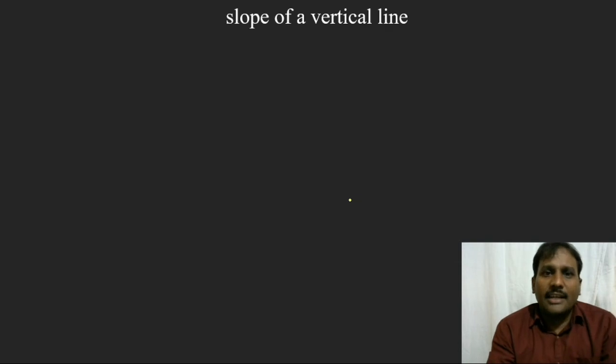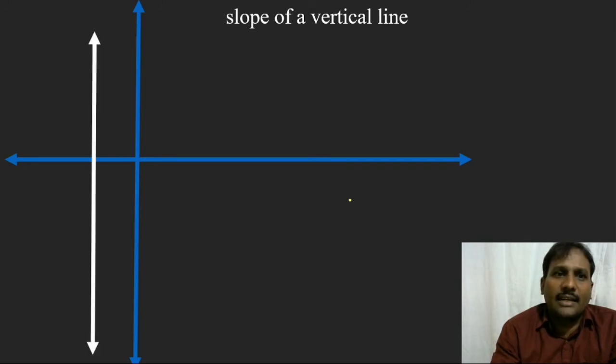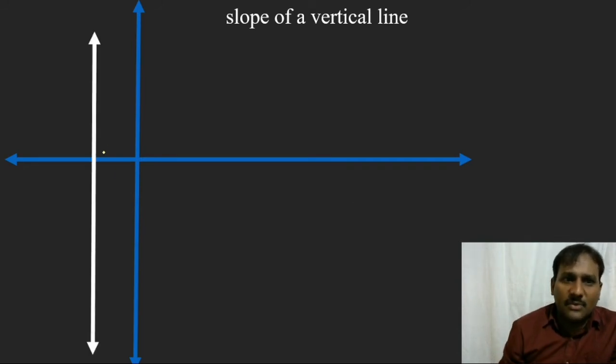Now we learn about the slope of a vertical line. So let us take the x-axis and y-axis, and take a vertical line. A vertical line is perpendicular to the x-axis, so it is making an angle of 90 degrees with the positive side of the x-axis. So what is tan theta? If theta is 90, what is its slope? It is tan theta, that is tan 90.